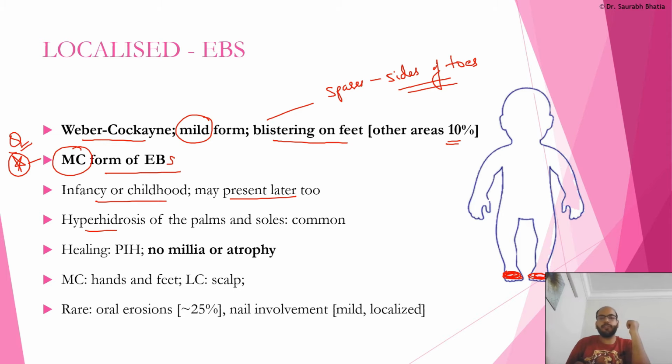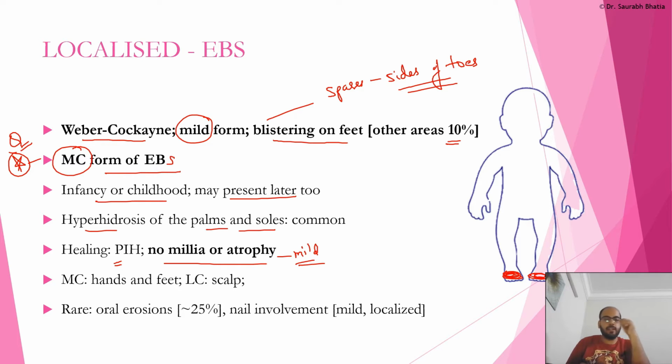There is hyperhidrosis of palms and soles. So remember in the first one, severe one, there is palmoplantar hyperkeratosis. In the second one, there can be plus minus hyperkeratosis. In the localized one, there's hyperhidrosis of the palms and soles, which are common. Healing happens with PIH, but no milia or atrophy because it's a mild disease.